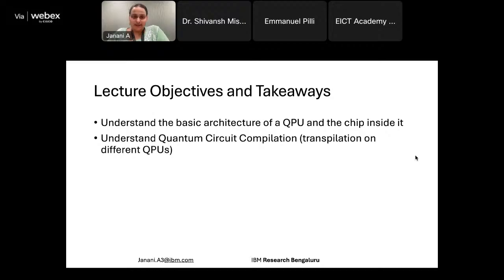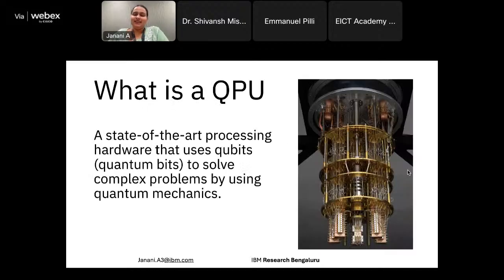So let's get started. The first part, let us start with the most basic question: what is a QPU? A QPU, which stands for a quantum processing unit, is a state-of-the-art processing hardware that uses qubits, or quantum bits, to solve complex problems by using quantum mechanics.